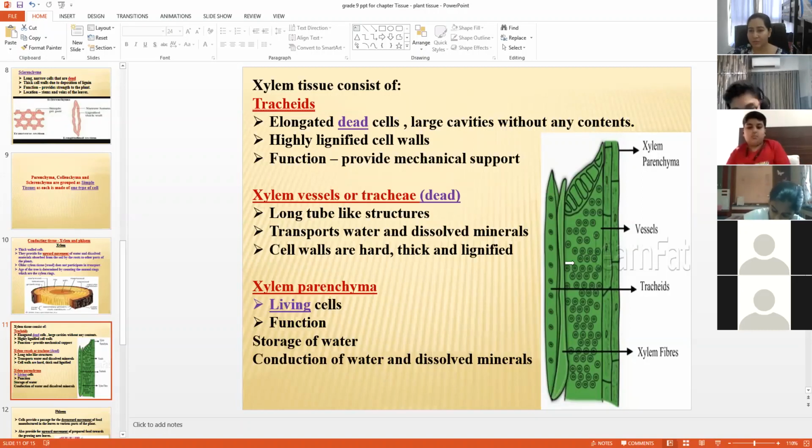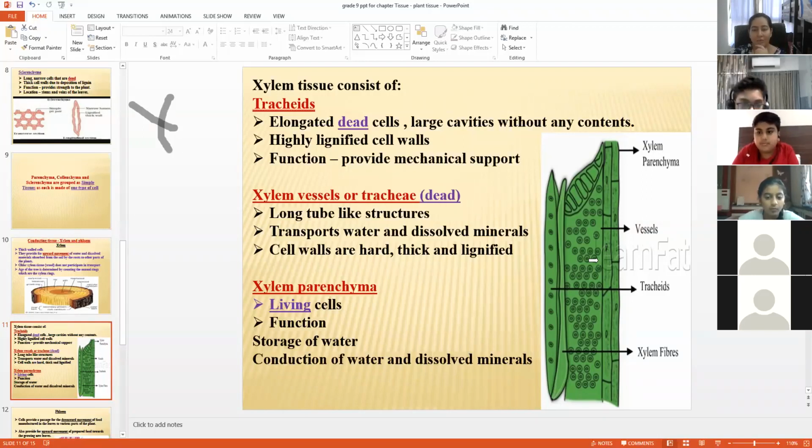But can you observe that it is made up of different types of cells? Yes, these cells are of different shapes. That means this xylem is a complex tissue. Why is it complex? Because there are different cells and all the cells are of different shapes.